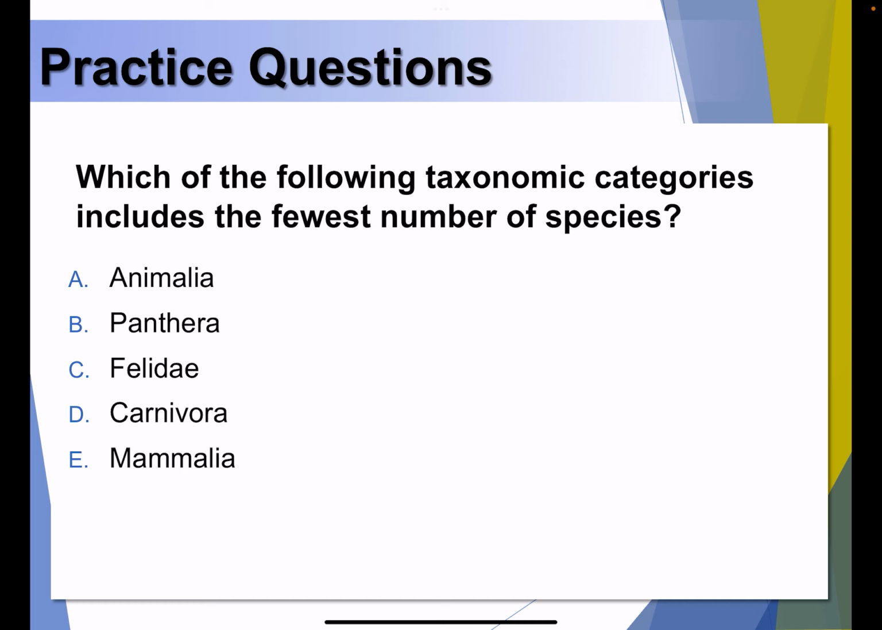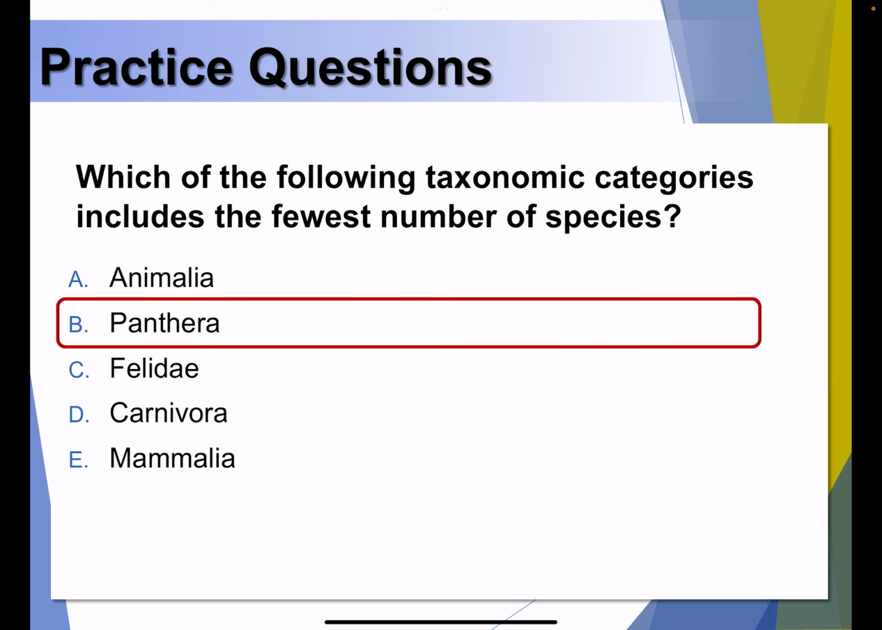All right, which of the following taxonomic categories includes the fewest number of species? It is Panthera, because it is a genus compared to the others that are order, class, etc. Genus is the second most inclusive category after species.